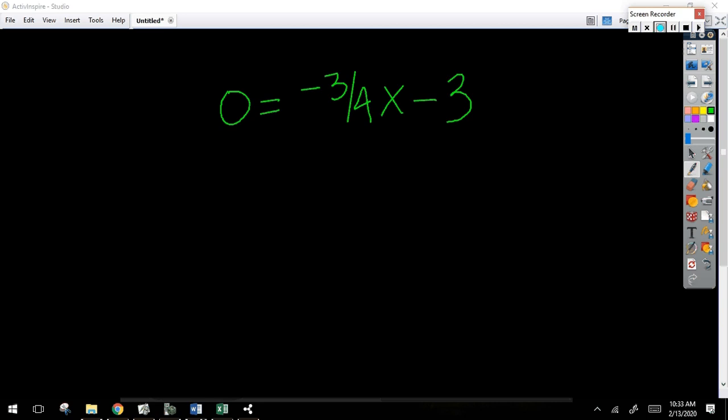Negative 3. So if I asked you to solve by graphing, here's what I want you to do. This is what I want your homework to look like. I want you to sketch a graph. Negative 3.